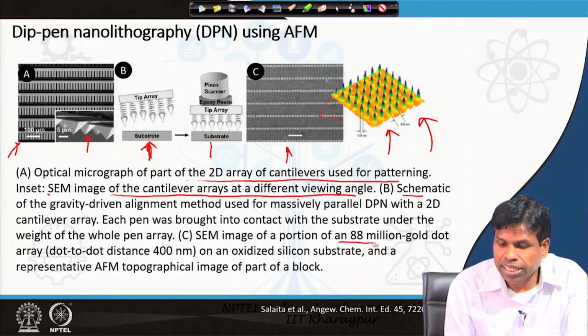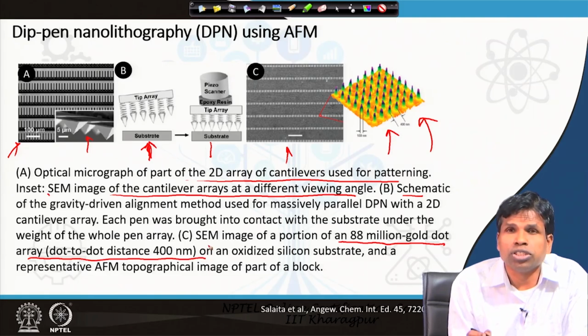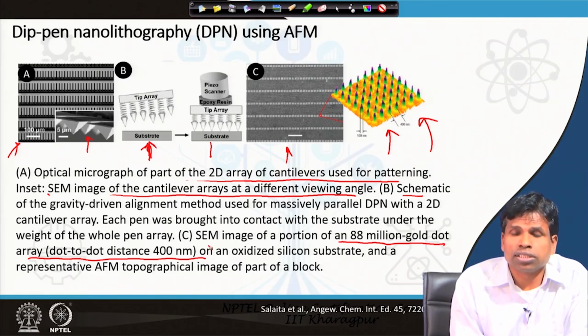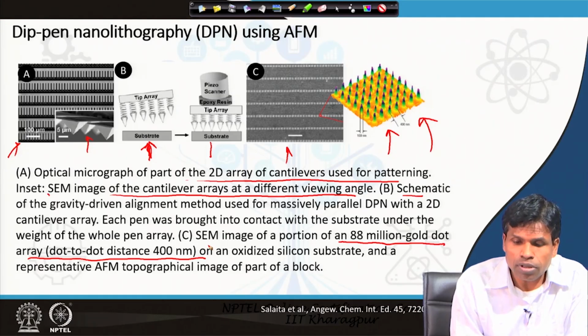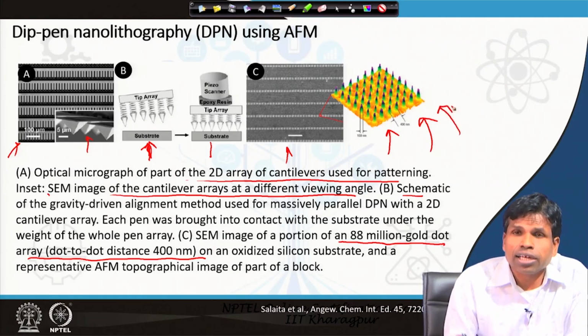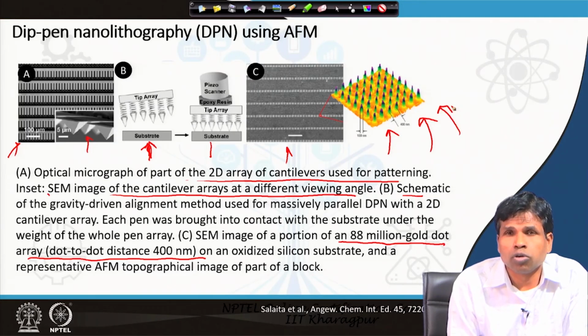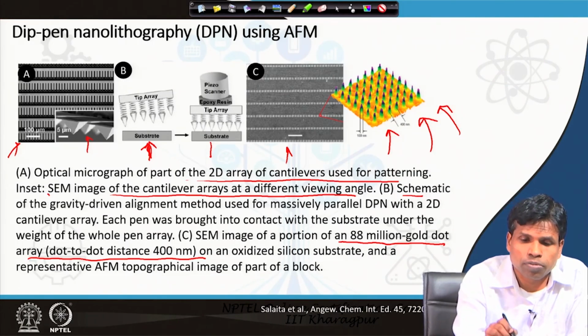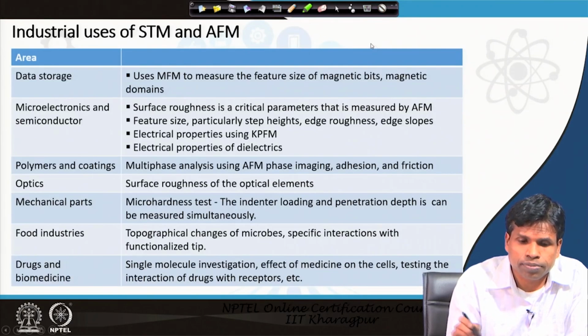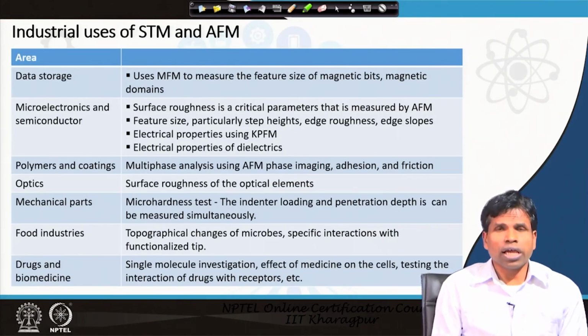Particularly in this study, an 88 million gold dot array was created using multiple pens of AFM tips. So, the bottom line is that one can create very fine structures with sizes in the range of a few nanometers, from let us say 5 nanometers up to 100 nanometers or more, using the atomic force microscope as a pen. So, this was about atomic manipulation, molecular manipulation, material manipulation, and then lithography.